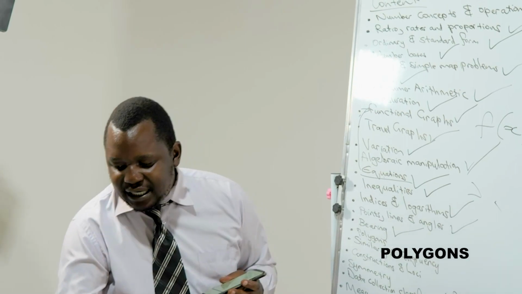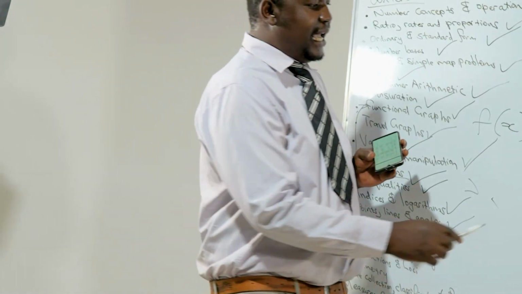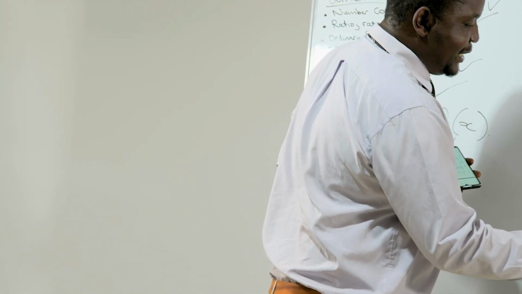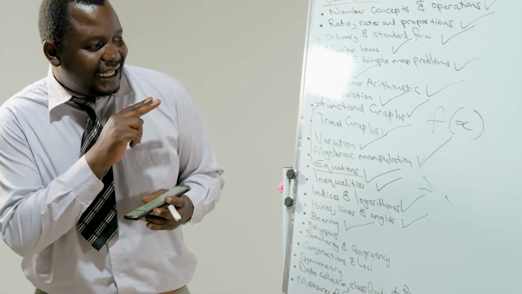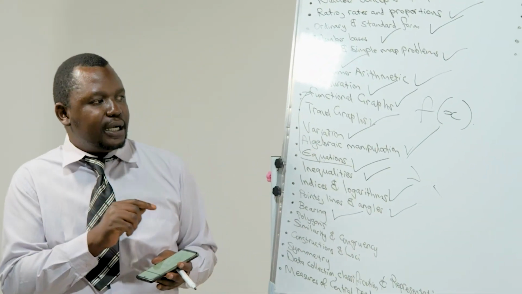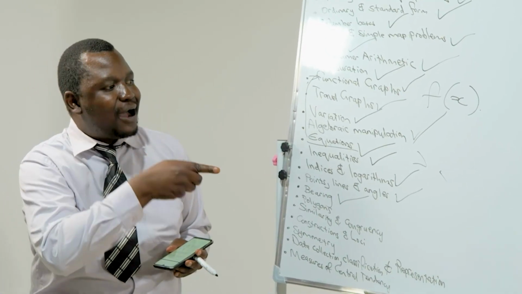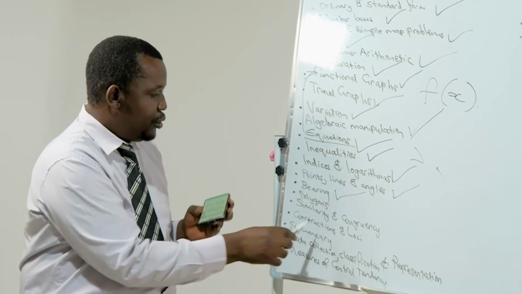There is a formula: n minus 2 multiplied by 180, the total of the interior angles of a polygon. This is one of the concepts that you are going to encounter in the topic of polygons.